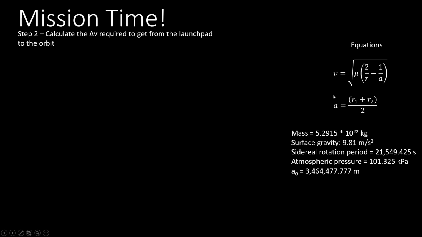The plan is to launch a rocket into a circular 100-kilometer orbit, then burn into a Hohmann transfer orbit with its periapsis at 100,000 meters and apoapsis at 2,864,477.777 meters above sea level.